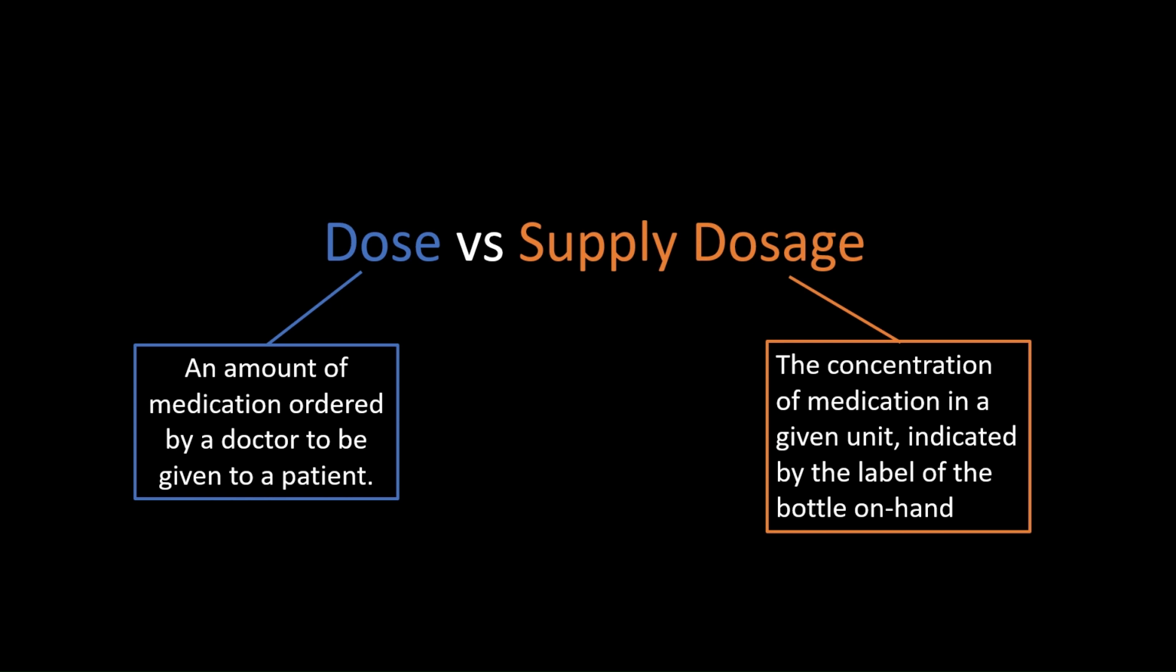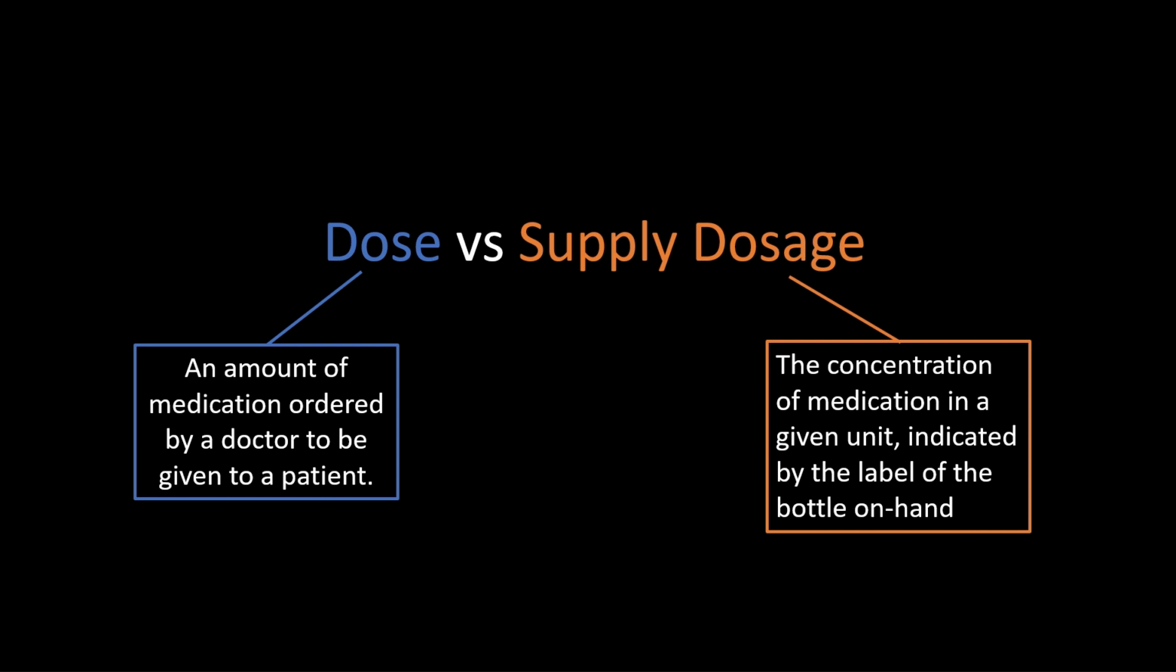This brings us to an interesting question. What is the difference between a dose and a supply dosage? One dose of medication is the amount of medication you give to a patient as ordered by the doctor. When we work through these problems, most often we are given a dose, a weight of medication ordered by the doctor, and we are trying to figure out how many units of medication to give the patient to complete that dose, be it in tablets, capsules, or milliliters.